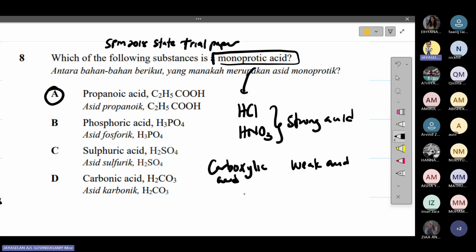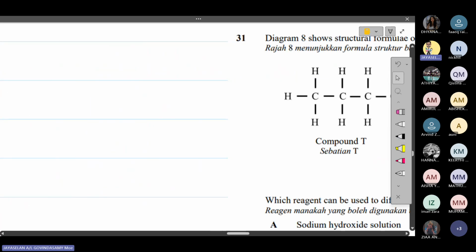Carboxylic acid. In carboxylic acid, the CH3 does not ionize. Only the COOH will ionize. When ionized partially, this ion will dissociate. It will dissociate as a monoprotic acid, so only one hydrogen ion will dissociate. So please remember, this one will dissociate, this one will not. Any question? Very easy this one. Okay, we go for the next question.